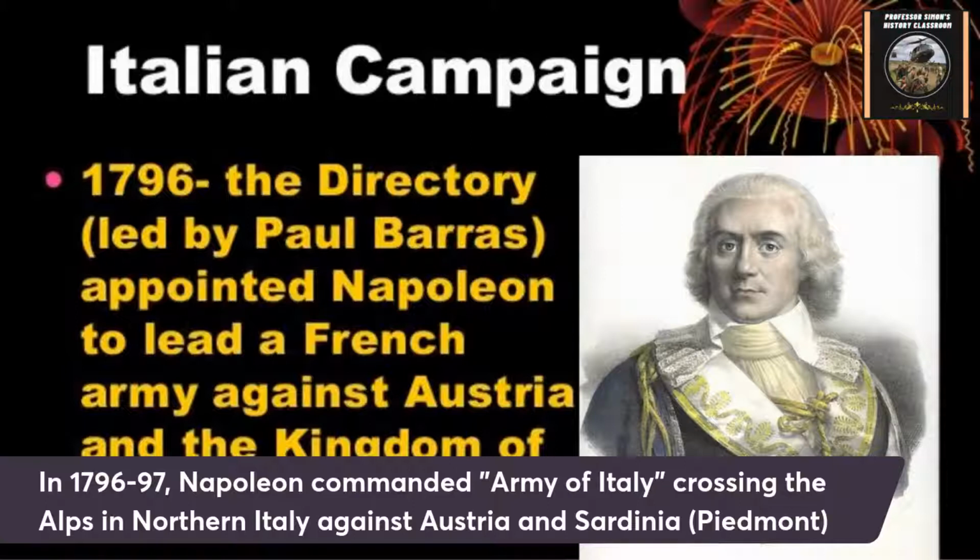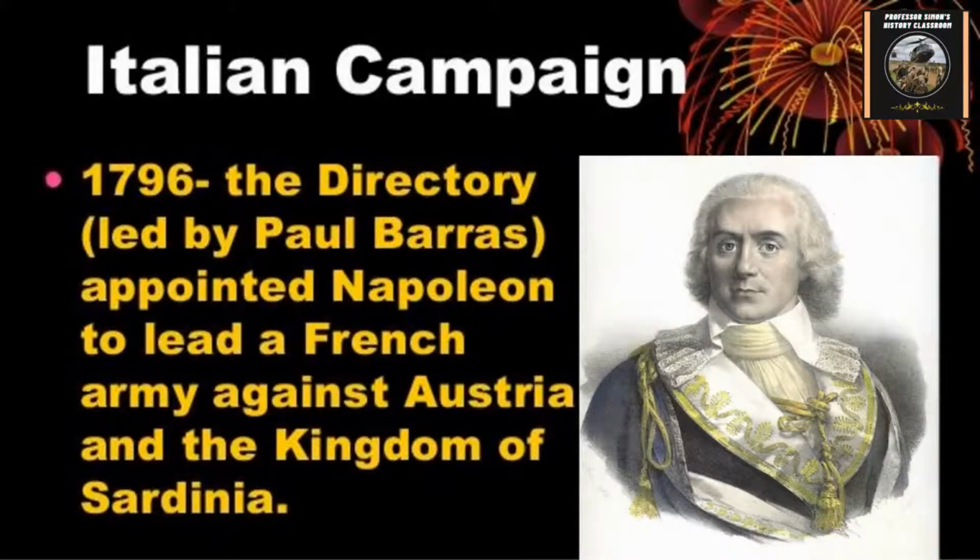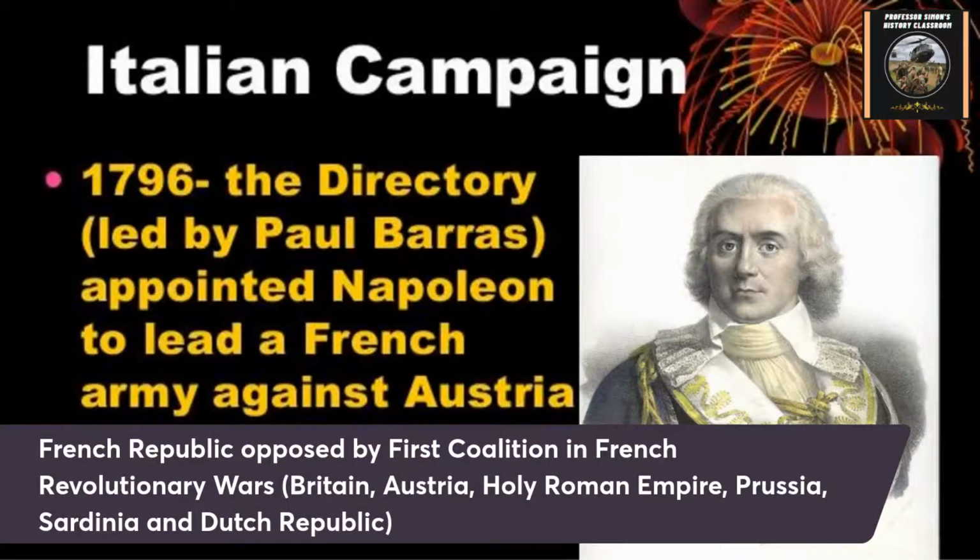And there's also another state, the Kingdom of Sardinia or Piedmont-Sardinia, in the northwestern part of Italy in the Alps. This was all part of the so-called First Coalition that was fighting France in the French Revolutionary Wars. Britain, Austria, the Holy Roman Empire, Prussia, Sardinia, the Dutch, all these different countries were arrayed against France, the French Republic at the time.